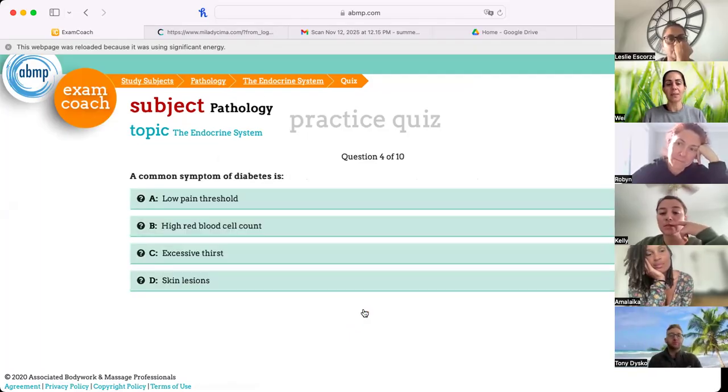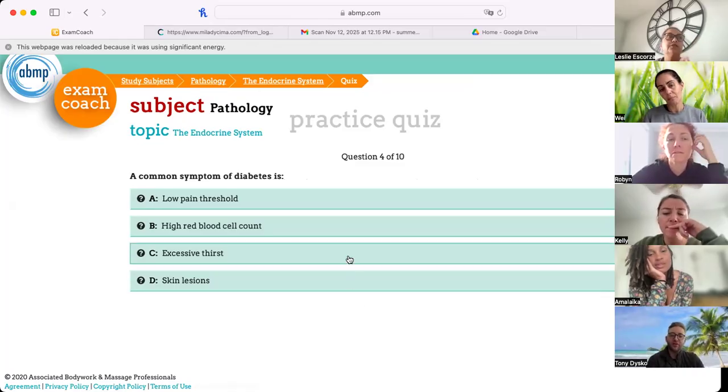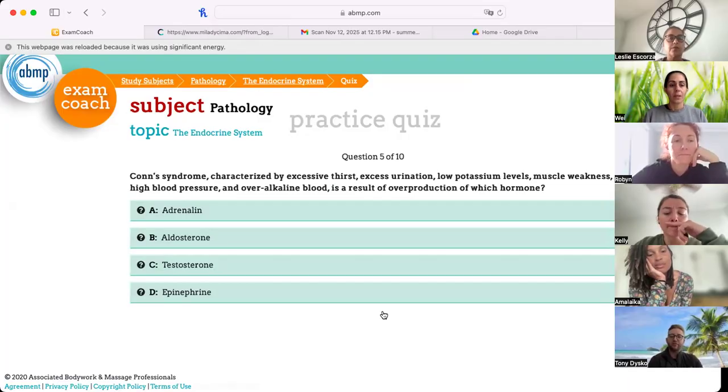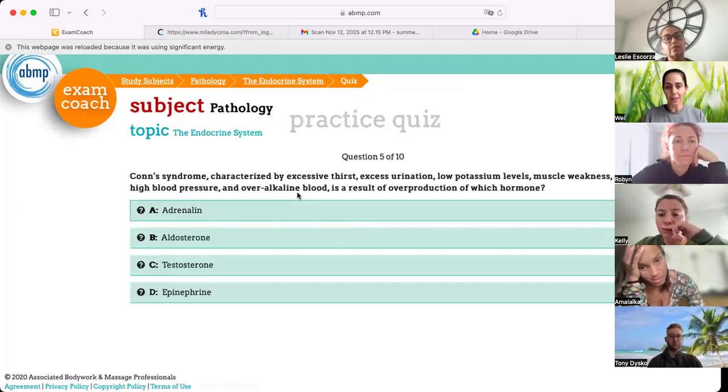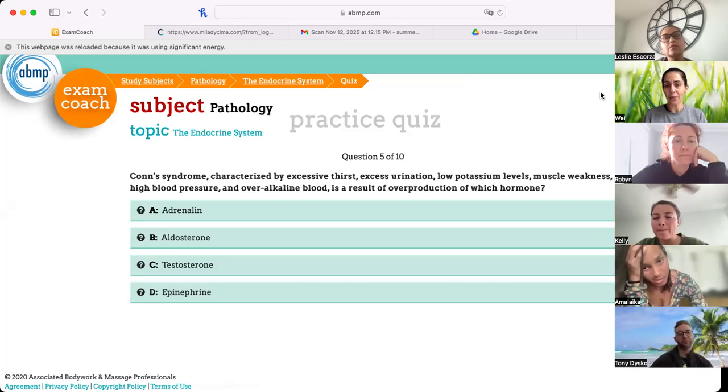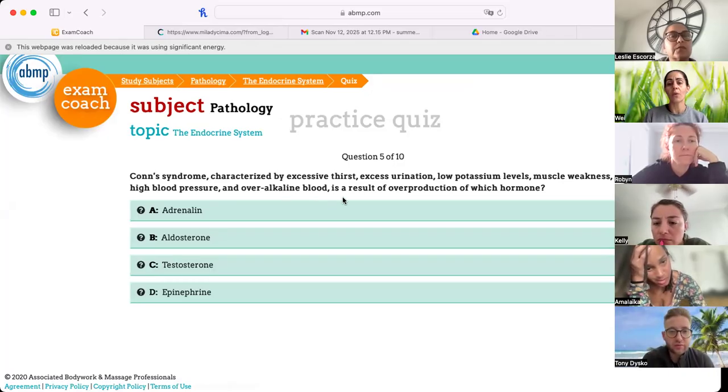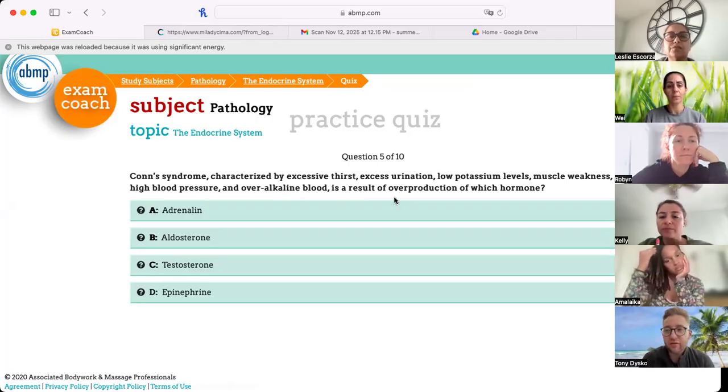A common symptom of diabetes is low pain threshold, red blood cell count, excessive thirst. D. Okay, Cushing's disease is characterized by excessive thirst, excessive urination, low potassium level, muscle weakness, high blood pressure, and overly alkaline blood, as a result of overproduction of which hormone? Aldosterone. What do you guys think? I think so too. B.